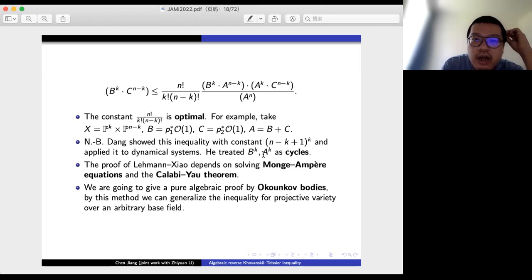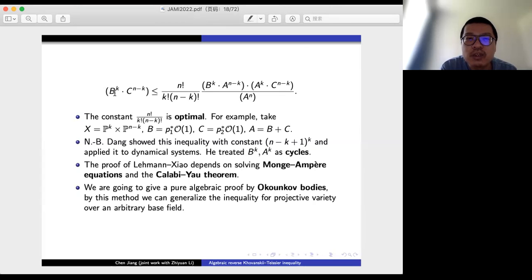So also here I want to say something about our method compared with Dang's. As I mentioned, he treats the inequality for the divisors, I mean B to the power k, as cycles. But actually, as far as I can see, this is not the right way to consider it, because as we all know, the theory of cycles is much more complicated.